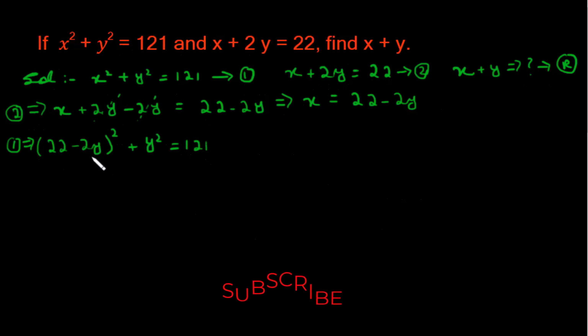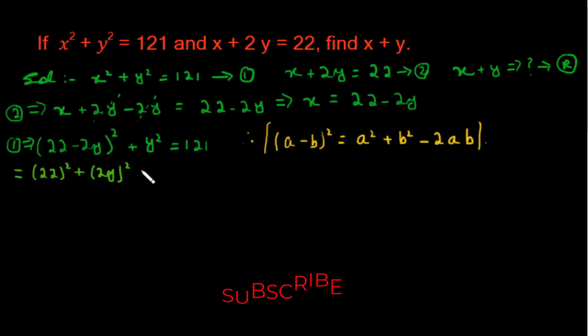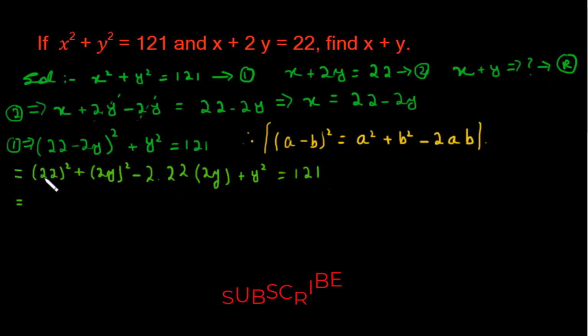Now to explain this process, I will use the identity (a minus b) whole squared is equal to a squared plus b squared minus 2 times a times b. Alright, so a is the first term, b is the second term. So I will treat this 22 as a and this 2y as b. So this will give me 22 squared plus (2y) squared minus 2 times 22 times 2y plus y squared is equal to 121, where 22 squared is 484.